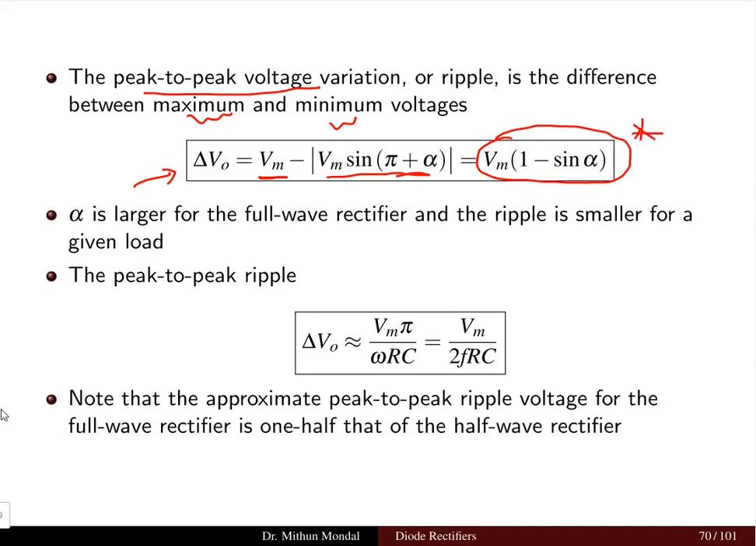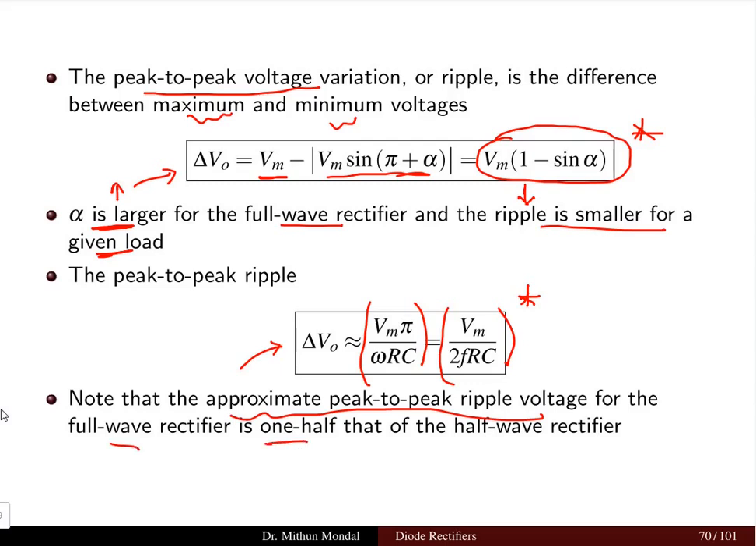This derivation again we have done in the half wave rectifier, which is similar. The only thing is that alpha is larger for the full wave rectifier and the ripple is smaller for a given load. So your ripple will be smaller, which is good. And the peak to peak ripple voltage, this derivation again we have done in the half wave rectifier, which is Vm pi by omega RC, or we can write Vm by 2 f RC. If you note this approximate peak to peak ripple voltage expression, it is basically 1/2, so the two term is there, which makes it half of the half wave rectifier. In the half wave rectifier you cannot find this two term, so that is double that of the full wave rectifier.